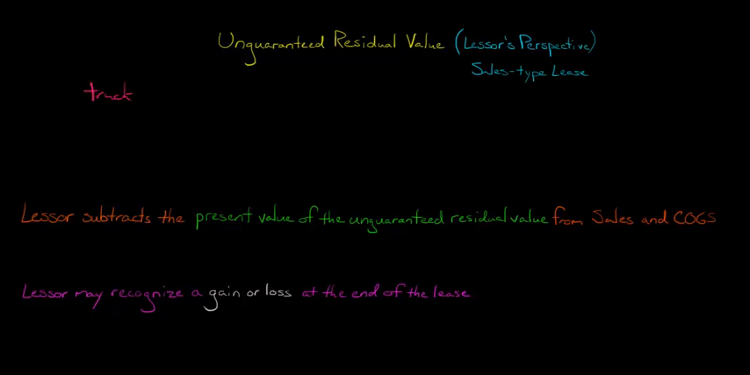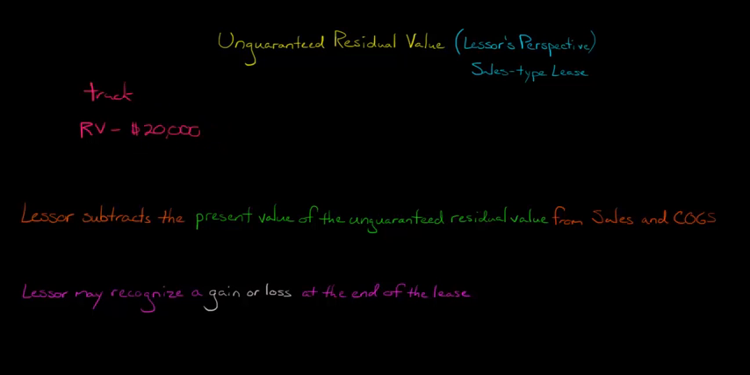So you have to say, okay, what do I think is going to be the residual value of this truck at the end of the lease term? And let's say that you think it's going to be $20,000. Now, unguaranteed simply means that the lessee, the group or the person that you're renting this truck to, is not making any guarantee that it will actually be worth $20,000 at the end of the lease.